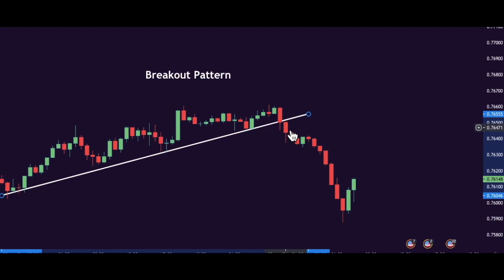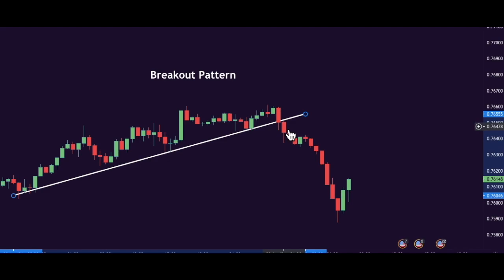Just because the stock broke this level, we should not enter this trade. There are other confirmations which you need to take before you enter a breakout pattern strategy. Okay, let's understand what these confirmations are with an example.